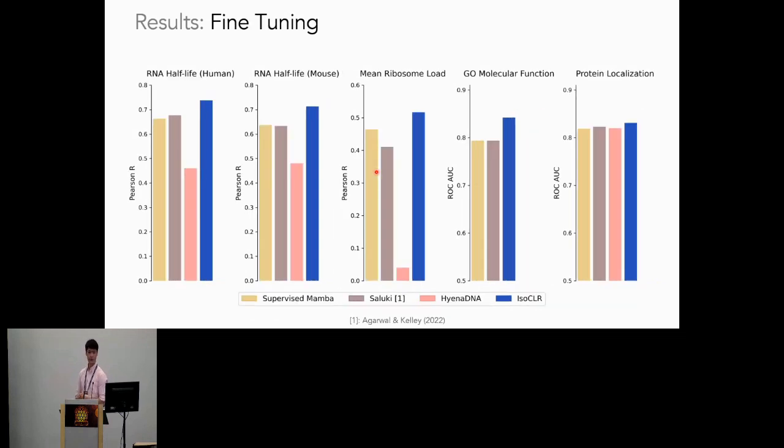And we see that these results also extend in the fine-tuning context. So here, we have IsoCLR again in blue. Supervised Mamba is our same architecture, but without the pre-training step. So instead of using the weights that have been learned from this, minimizing self-supervised, maximizing splice isoform similarity, we just use random weights. We see that doesn't perform as well. We also compare against Saluki, which is a dilated convolutional neural network, I think, trained on RNA half-life, as well as HyenaDNA, which we talked about previously.